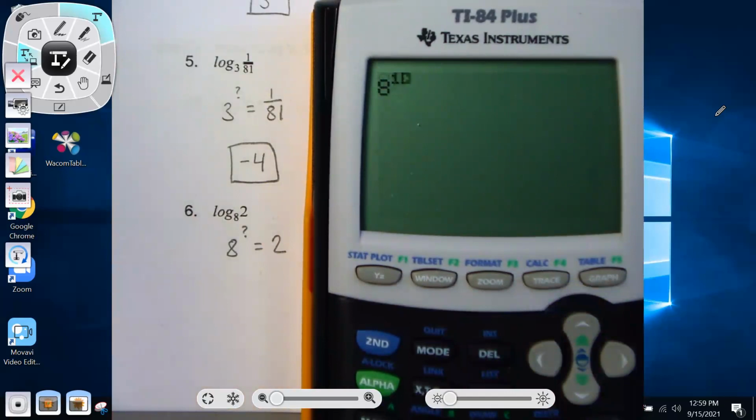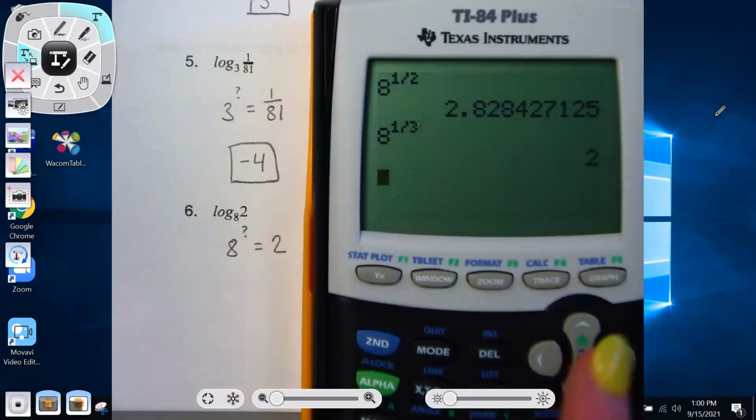So 8 to the 1/2, which I'm just entering as 1 divided by 2, because it is a simple fraction, we can do it that way. But that's not it. So we try 8 to the 1/3. That gets it. So our answer is 1/3.